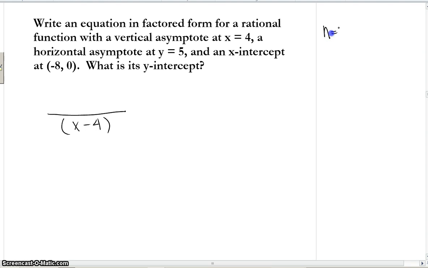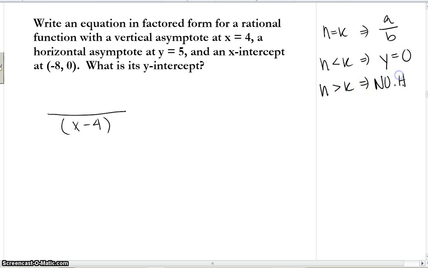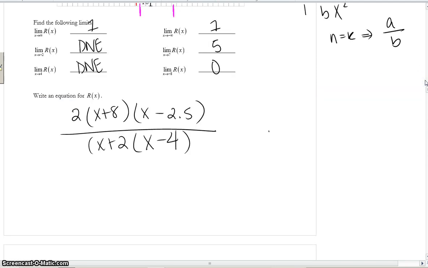Whenever we have this, let's look at our rules. When we have n equals k, our horizontal asymptote is a over b. When n is less than k, our horizontal asymptote is y equals 0. And when n is greater than k, our horizontal asymptote does not exist. We don't have a horizontal asymptote.